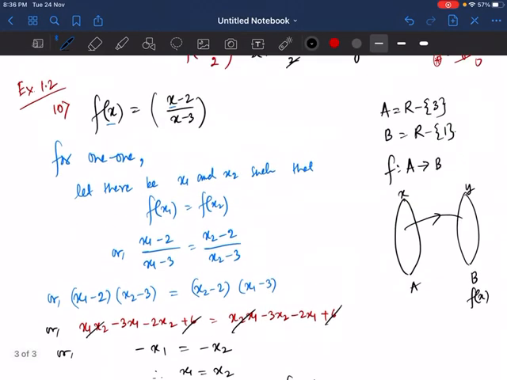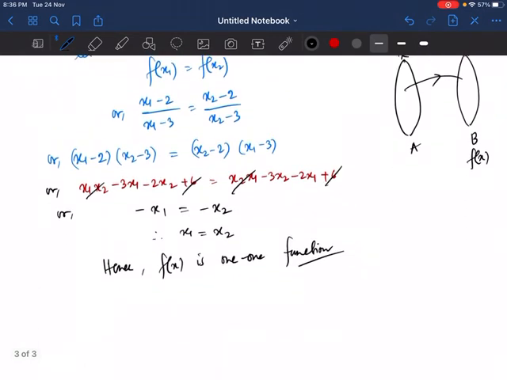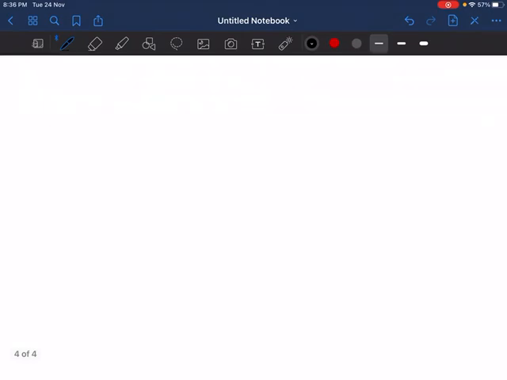Now we have to prove for onto function. And for onto function, what we are going to do? For onto function, we have to assume a value y.